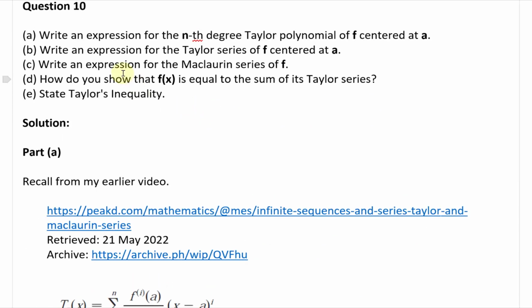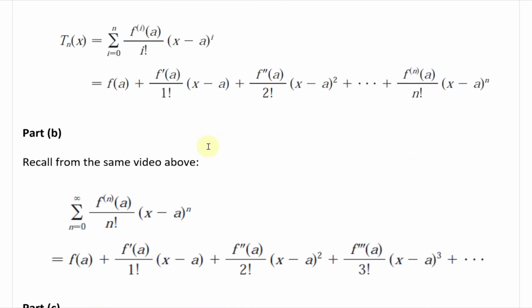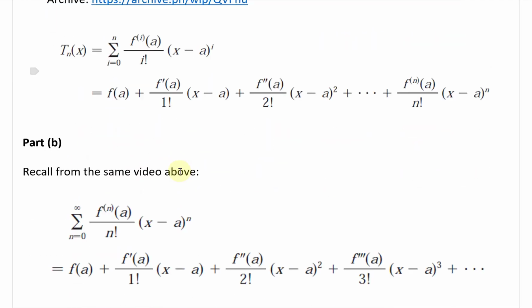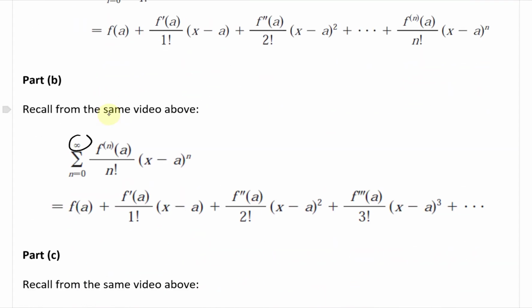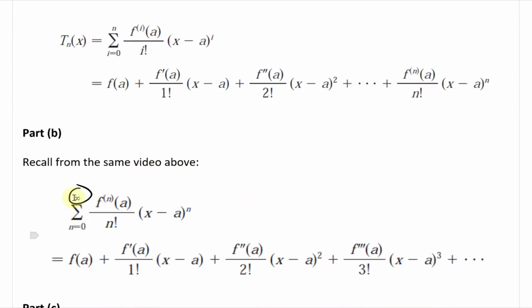So now let's look at part B. It says write an expression for the Taylor series of f centered at a. Alright, so part B, recall from the same video above. This is the nth degree, but now for the series, instead of going to n, we just go straight to infinity. Because there's infinity there, and this one is n equals 0, we don't need to write i.